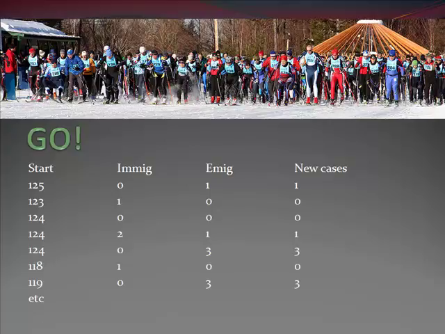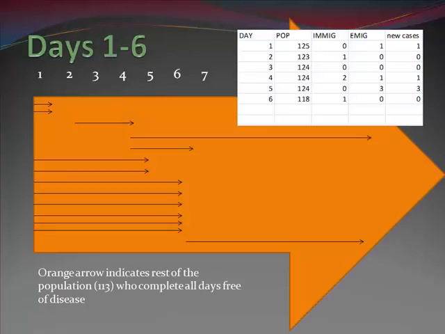So what's this going to look like on a spreadsheet and on the tour? To illustrate this, our tour starts on day 1 with one group, an entire population, in this case 125.